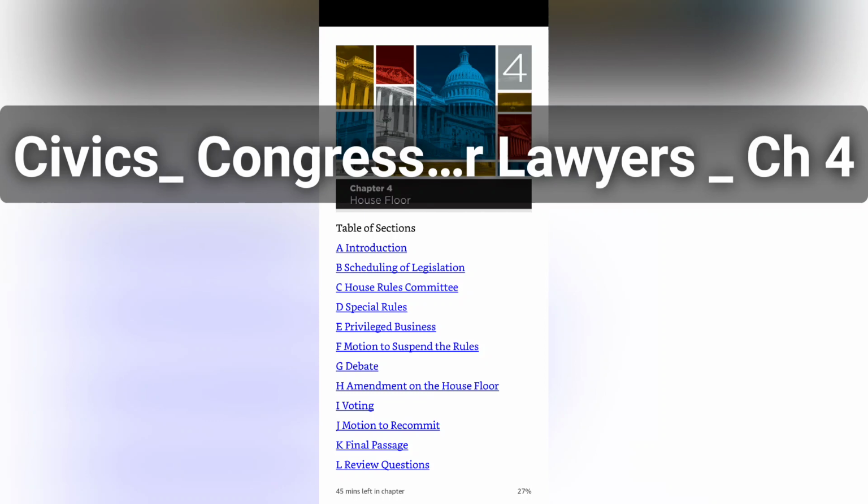Privileged business also includes legislation listed on certain calendars like the private calendar and the discharge calendar, which are privileged on certain dedicated days. In the case of the private calendar, bills may be considered on the first and third Tuesdays of each month, House Rule 15. However, these bills can be recommitted or sent back to committee if objected to by 2 or more members.